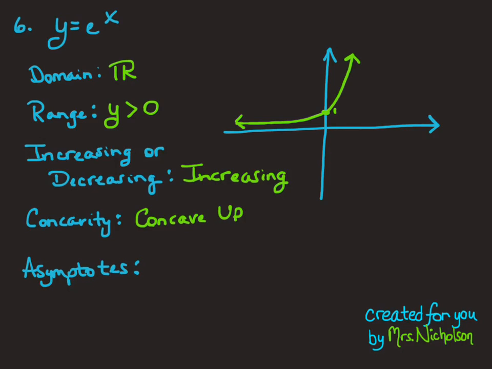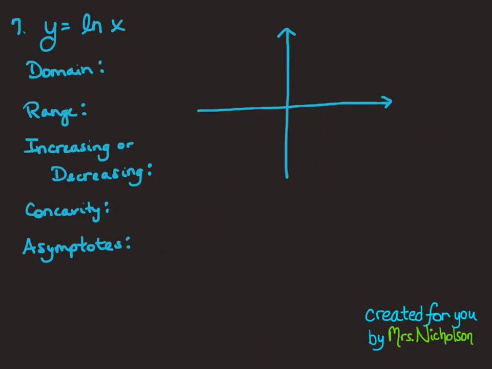It does have an asymptote. It's a horizontal asymptote at y equals 0, the x-axis. Now the natural log function, that's the inverse of the exponential function. And so when you sketch your graph, it's going to intersect the x-axis at 1. Should look something like this.